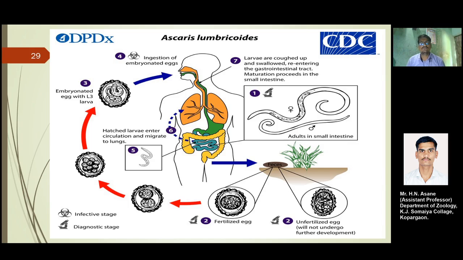This life cycle continues. If the unfertilized egg is in the soil, it will not undergo further development. If the eggs are fertilized, they carry their path forward to embryonation, again into ingestion, infection, and migration, continuing until the second generation gives eggs into the feces.